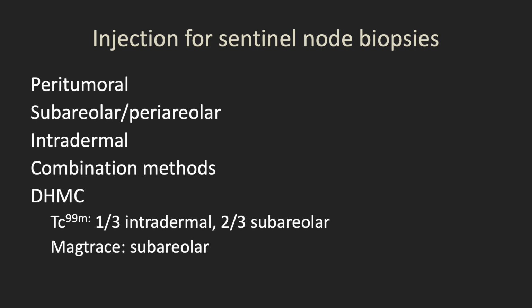These tracers can be injected in different ways. You can inject them around the tumor, usually using ultrasound for guidance, not in the tumor because tumors don't have lymphatics. You can inject it subareolar or periareolar as the lymphatic drainage in the breast comes towards the subareolar plexus and then up towards the axilla. You can inject it intradermally like a TB injection, or some combination of these. And the combination methods seem to have a little increased pickup of those sentinel nodes. So that's what we use.